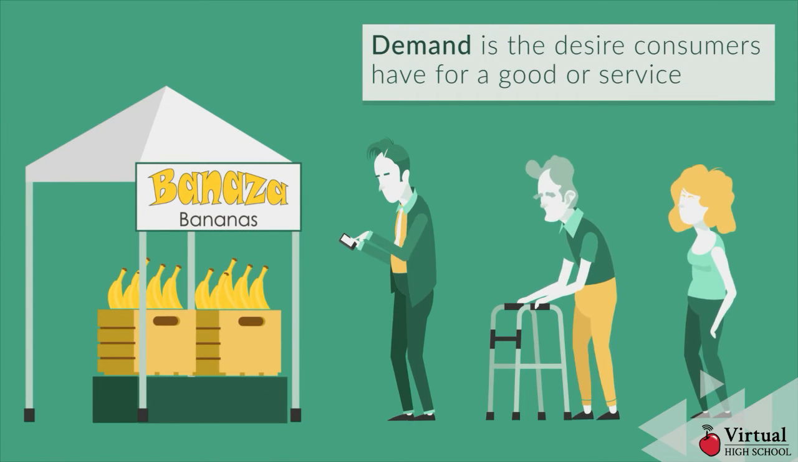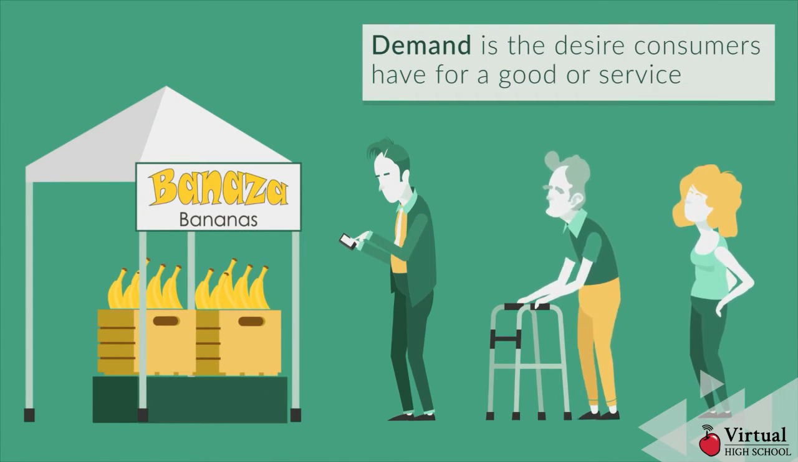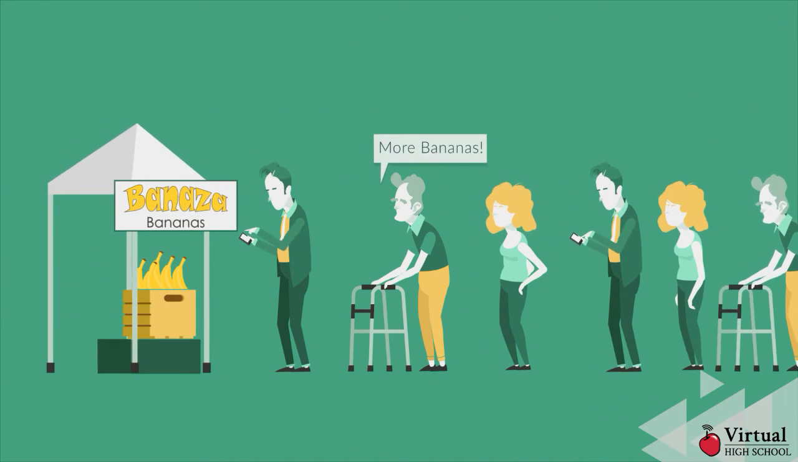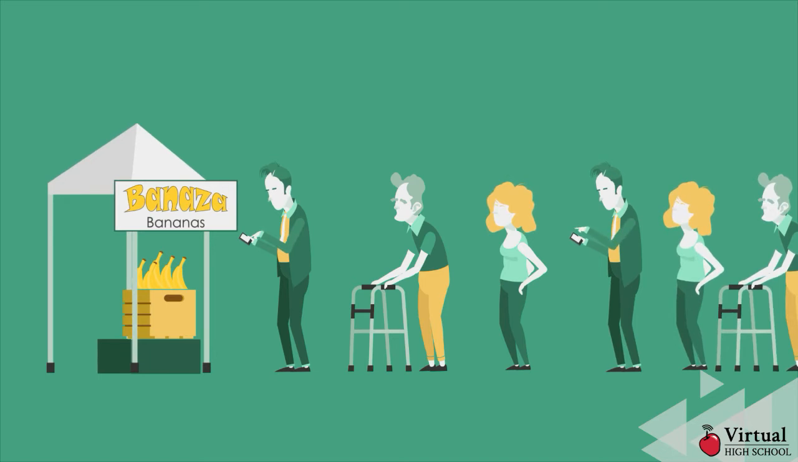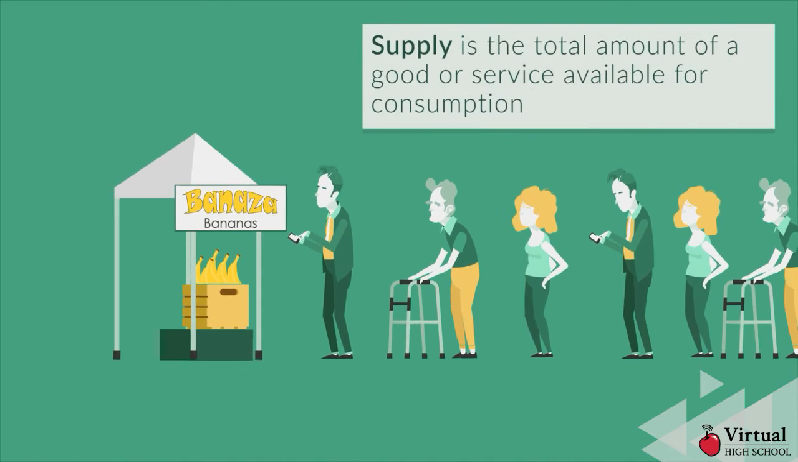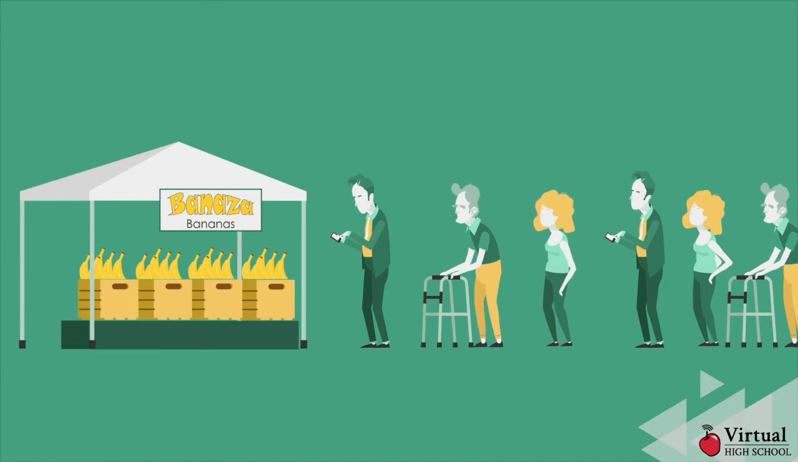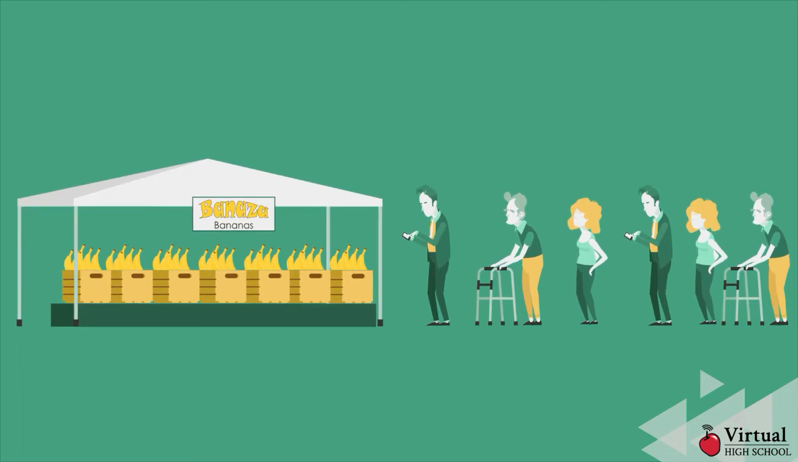Demand is the desire consumers have for a good or service. The more people who want a good or service, the higher the demand for it. Supply is the total amount of a good or service available for consumption. The higher the amount of a good or service produced and made available to consumers, the larger the supply of it will be.